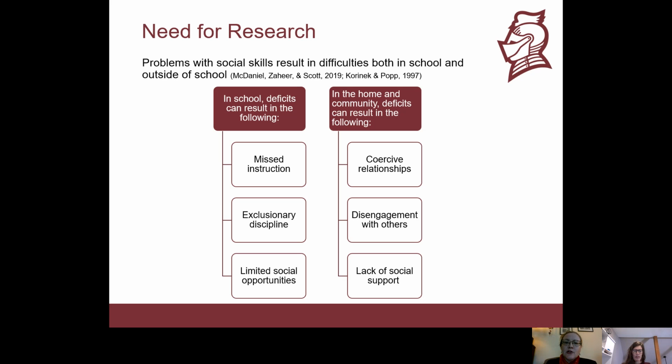We know that students diagnosed with emotional disturbance manifest significant challenges in maintaining positive peer relationships, and they experience frequent conflicts with both teachers and parents. As such, these students' lives are negatively impacted both in and outside of school. In school, mainly the concerns involve missed instruction, exclusionary discipline, and limited social opportunities, which we know to be critical to development. Now, in the home and community, the deficits can result in coercive relationships, disengagement from others, and a lack of a social support network.